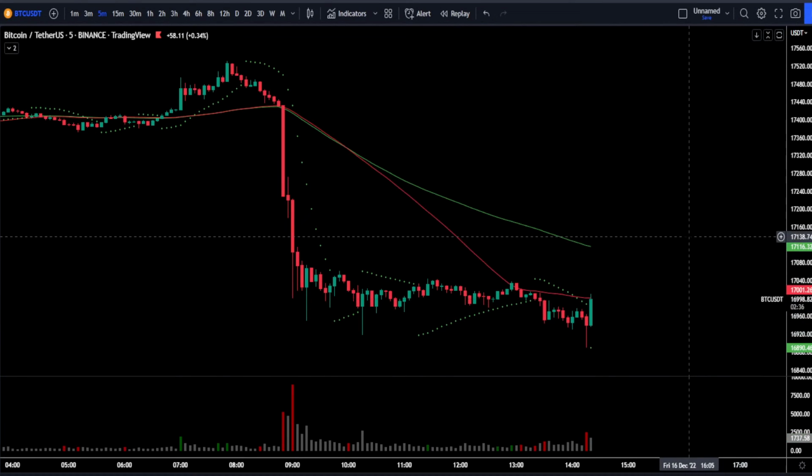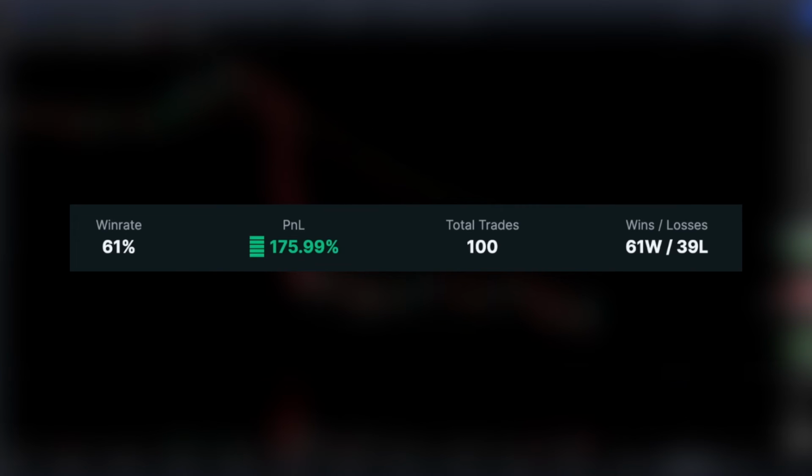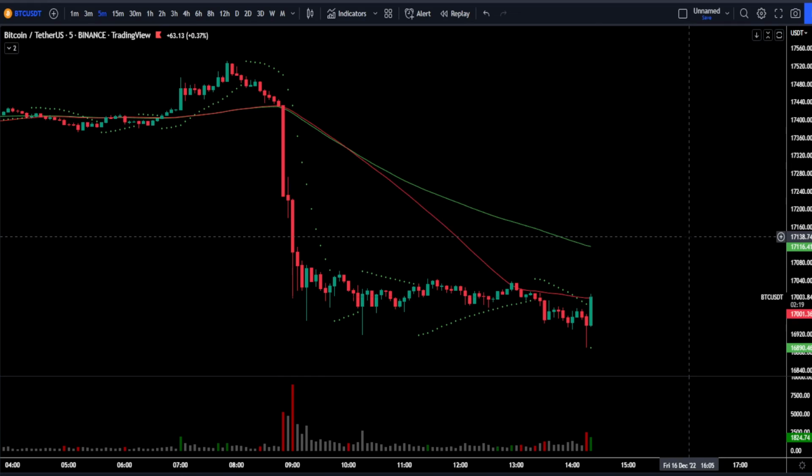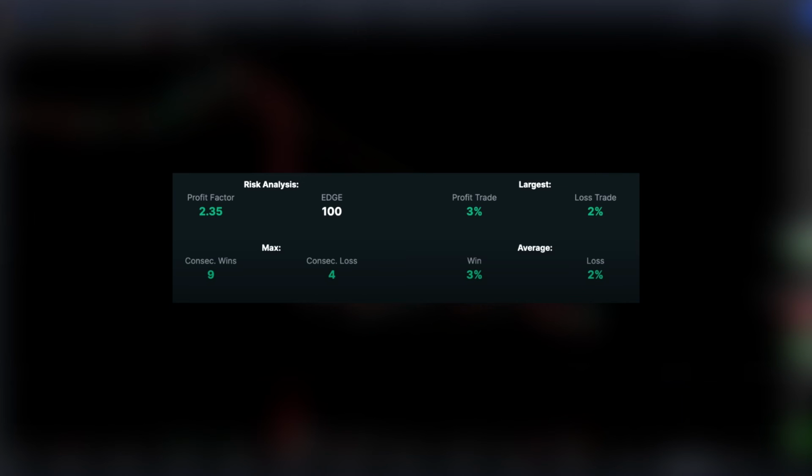Okay, so the second backtesting is done, and the win rate for this strategy is 61%. We also increased our account size by 175.99%. This is really good, however it did take me a bit longer to find those 100 setups. I managed to find them within 36 days. The profit factor has also increased and we had 9 consecutive wins in a row against 4 consecutive losses.